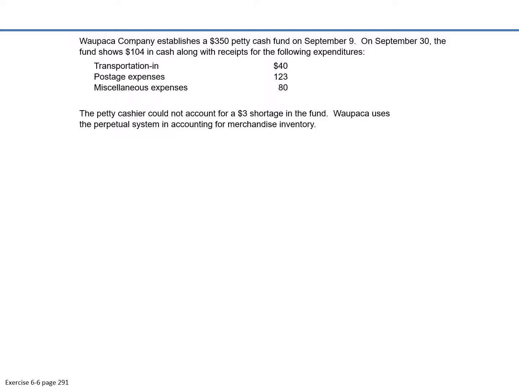All right, exercise 6.6. So Wapaka Company, I think they intentionally use names that I can't pronounce. So we'll call it Wapaka. I have no idea if that's right.